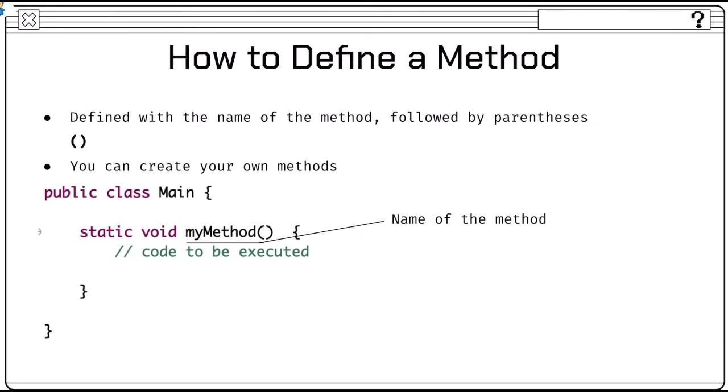Methods are defined with the name of the method, followed by parentheses. You can also create your own. Here's an example. Here I have a class called Main. My method is the name of the method. Keep in mind that the static void is not the place where we type our main code in. This is another type of section where we code, also known as a function.